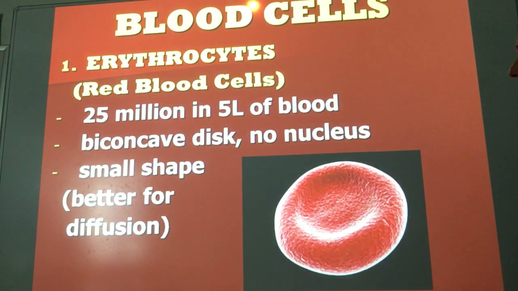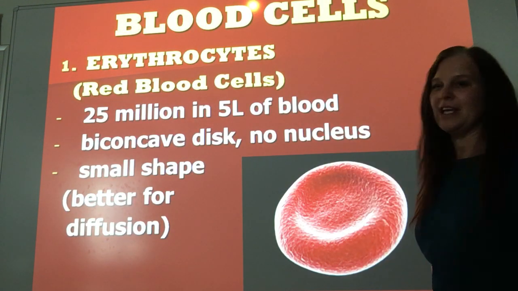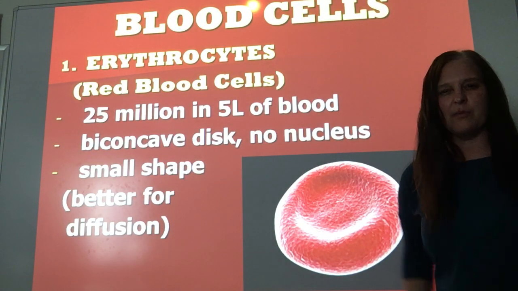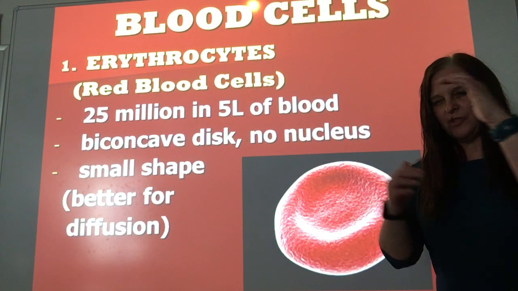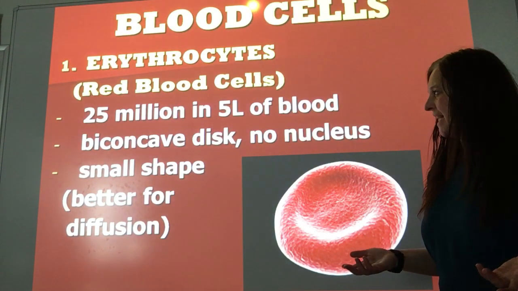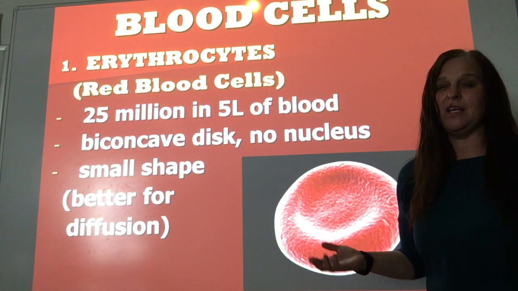Okay, so erythrocytes is just another name for red blood cells. 25 trillion, 5 liters of blood. So on average, you have about 5 liters of blood. So think about a 2-liter pop bottle. So about 2.5 of those. That's it. That's not a lot, but that's all the blood that your body needs. And that blood is constantly circulating throughout your body, basically keeping you alive.